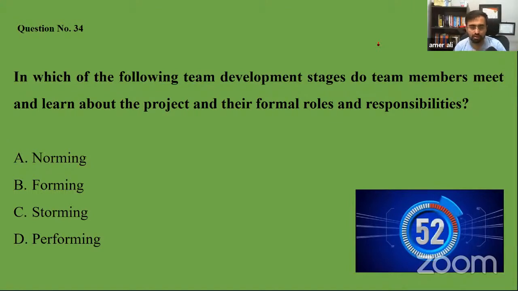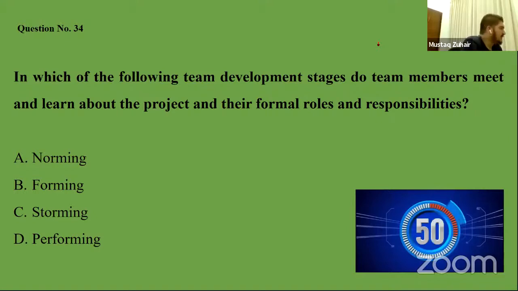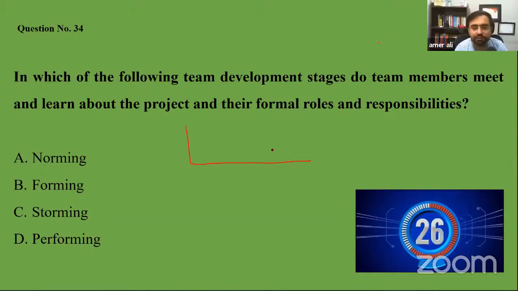In which of the following team development stages do team members meet and learn about the project and their formal roles and responsibilities? A. Norming, B. Forming, C. Storming, D. Performing. It is called forming? Yes, well done, brother. So it's the forming stage. When the team comes together, the first stage is forming, then they start fighting, storming, then things get better, norming, performing, adjourning. Well done. Thank you very much.